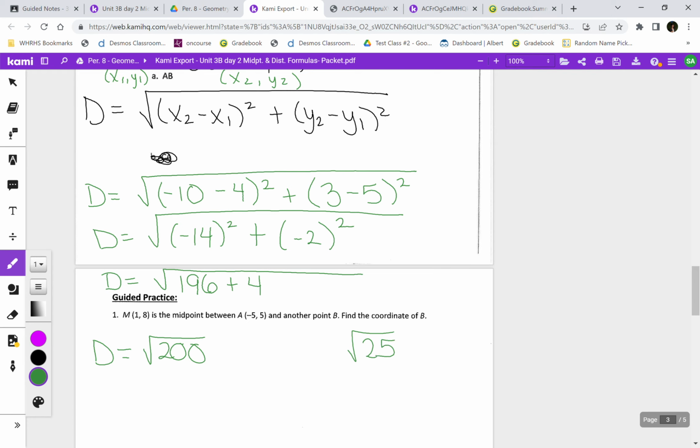What's the square root of 25? 5. So if it's a perfect square, I expect you to simplify it. If it's not a perfect square, like 200, you could just leave it in the radical. So the distance from A to B is root 200 units long.